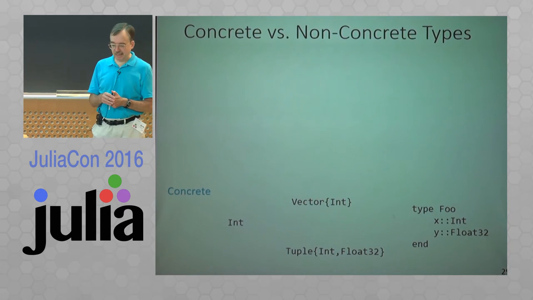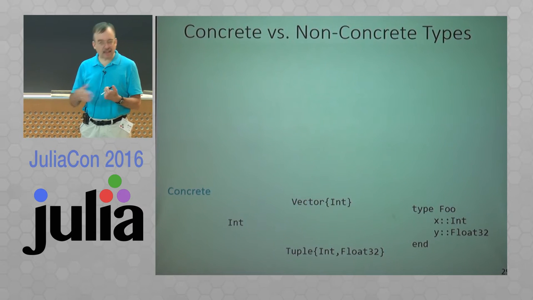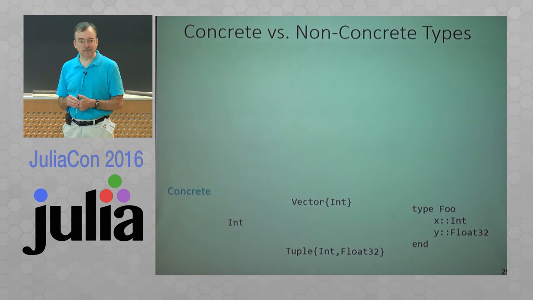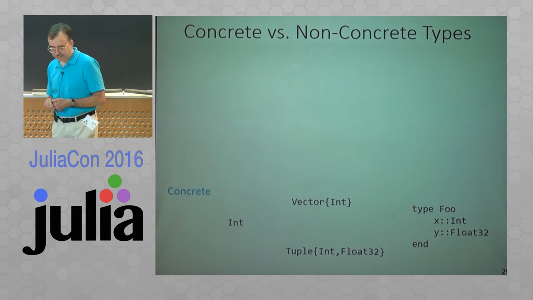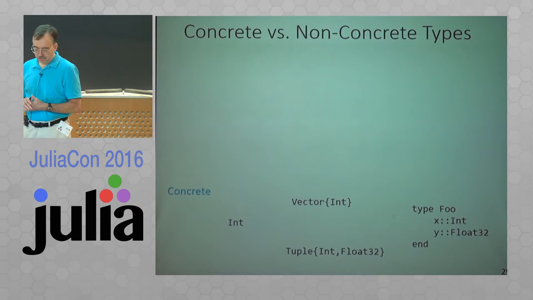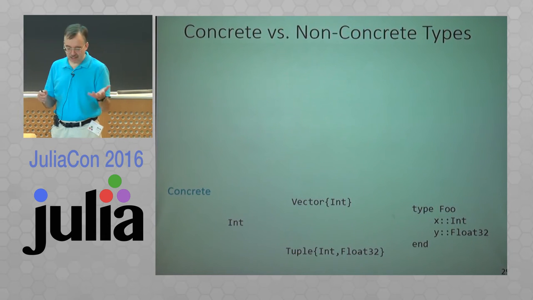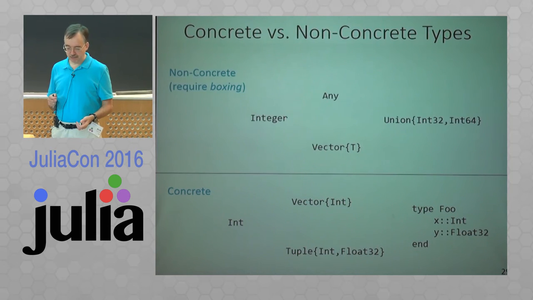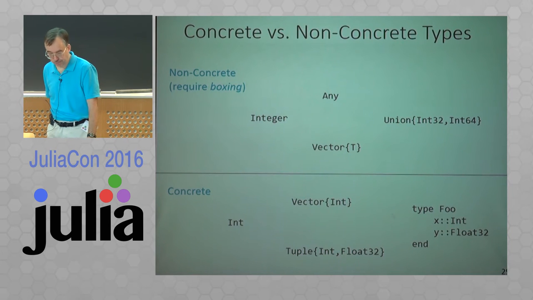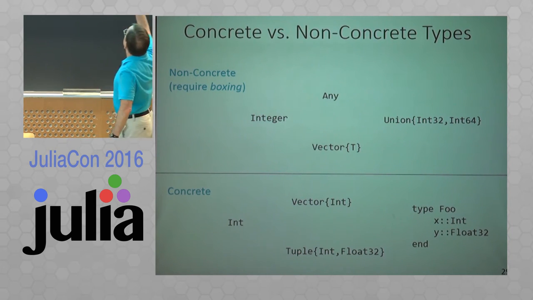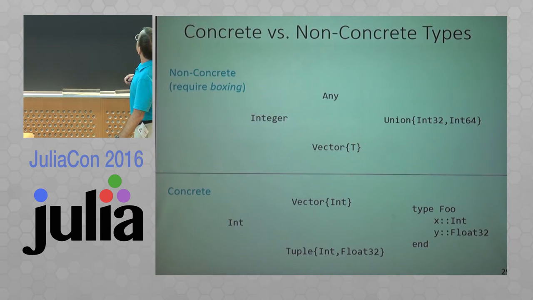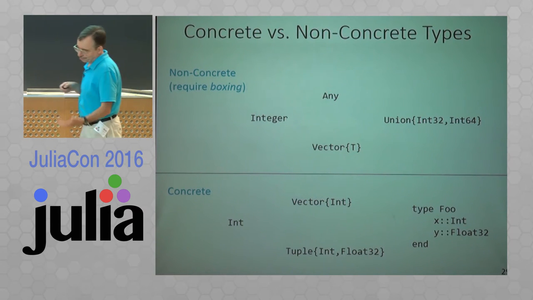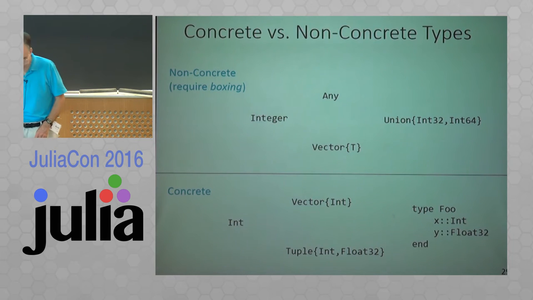Likewise, a Vector of Int will be laid out exactly the same as a Fortran one-dimensional array of int. A tuple of an Int and a Float32, the compiler knows exactly the bit layout. It'll be a 64-bit int followed by a 32-bit float. It knows exactly how the bits are laid out. And likewise for a type Foo with an x and a y, similar to the tuple.